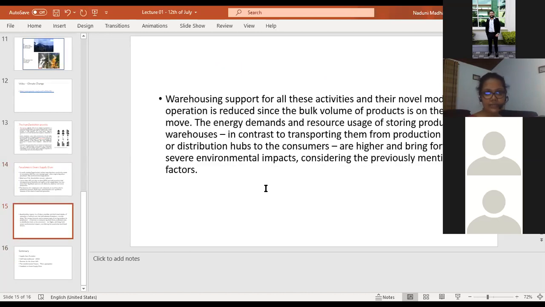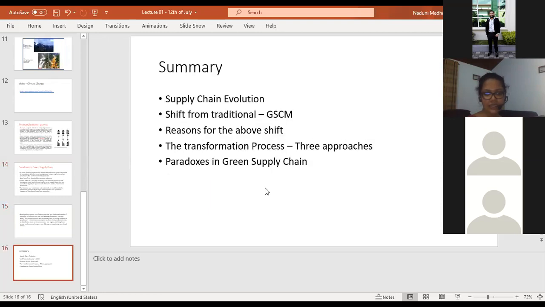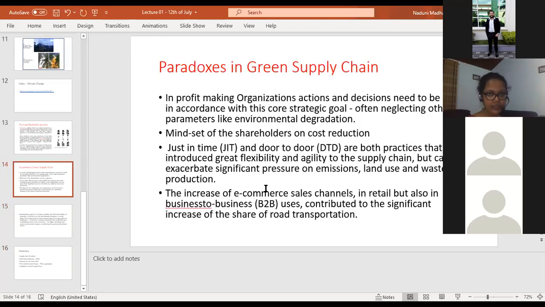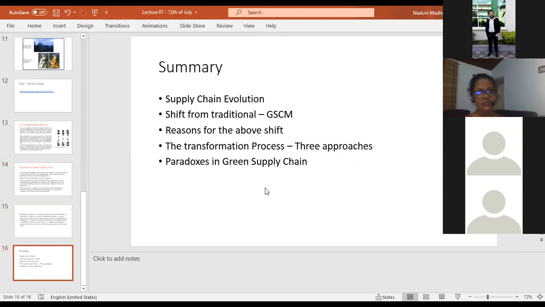So that's the end of the lecture. To summarize, this is what we have done today. We have discussed supply chain evolution, and the shift from traditional supply chain to green supply chain. The reasons for the shift are basically climate change, global warming, droughts, those things. As a result, this change is happening so fast now.